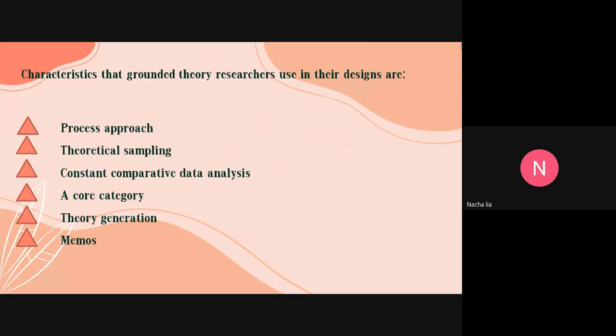Characteristics that grounded theory researchers use in their design are, first, process approach, the second one, theoretical sampling, the third, constant comparative data analysis, fourth, a core category, fifth, theory generation, and the last one, memos.